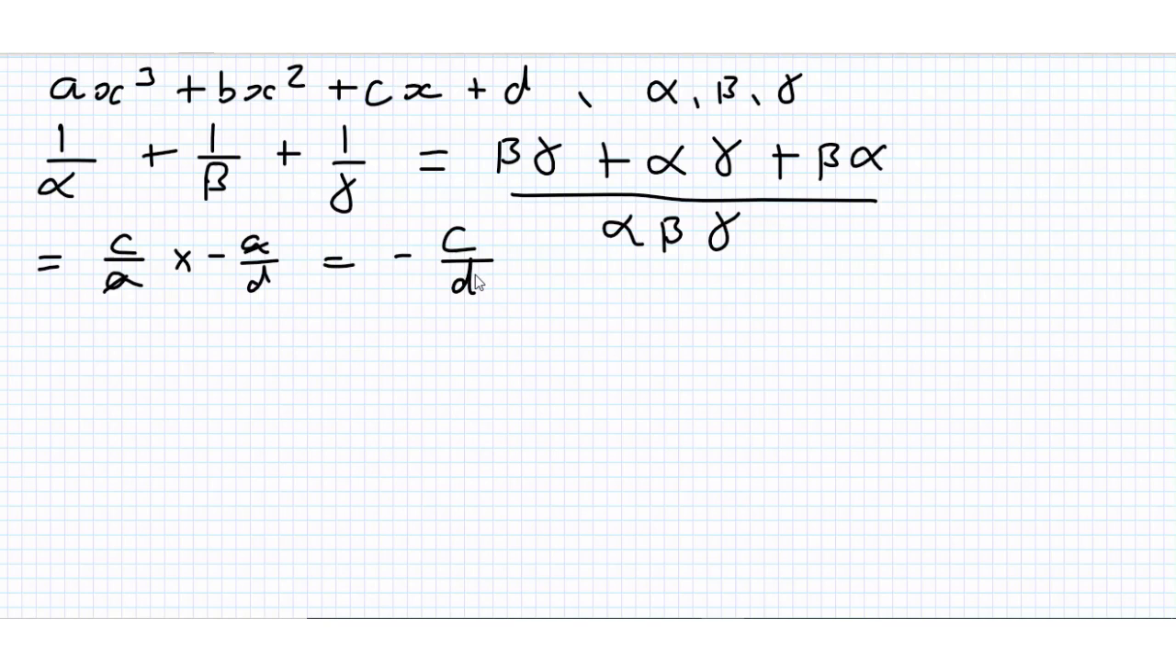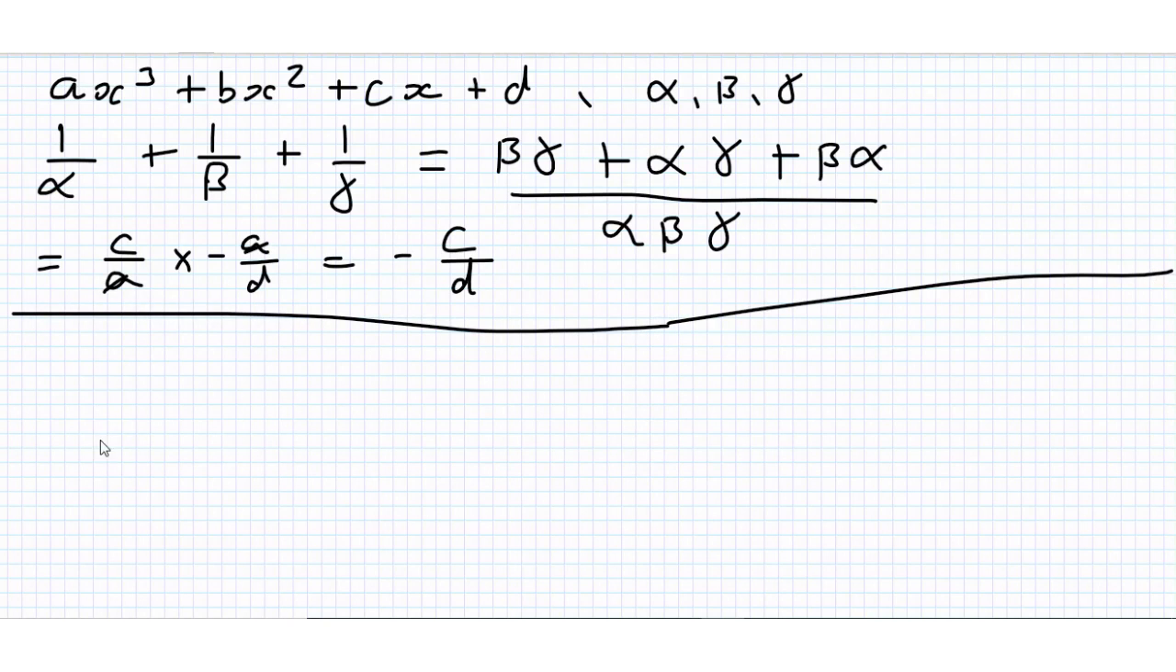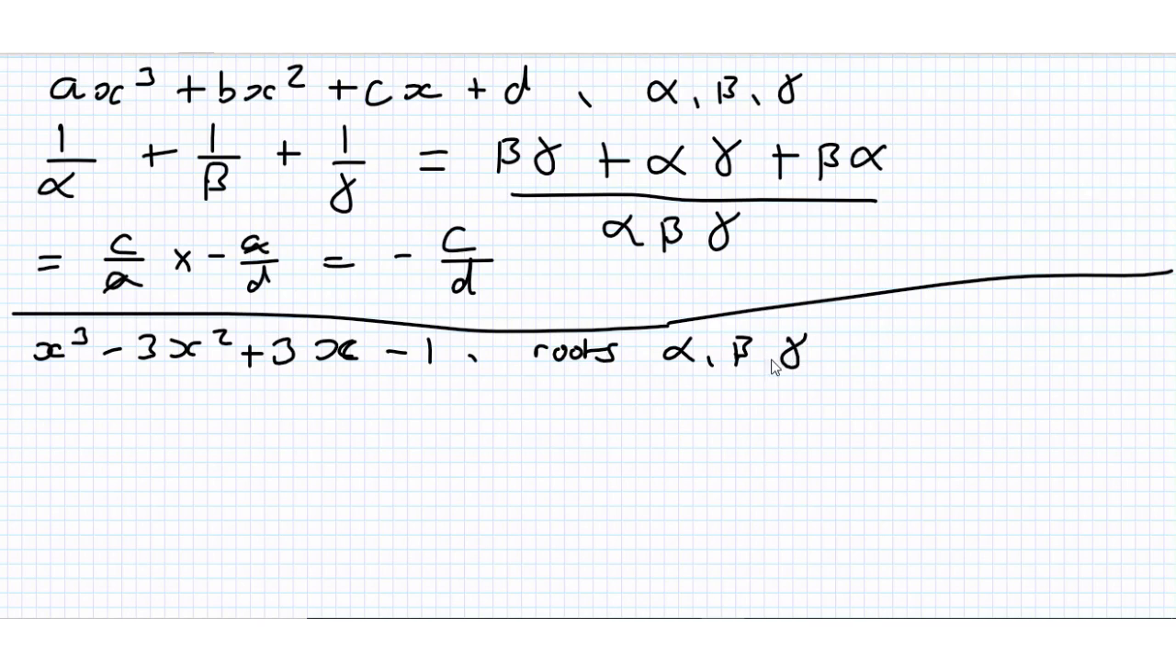Okay, so that's the first example. Now we're going to draw a line under that and move on to another example. We have a specific cubic polynomial here, x cubed minus 3x squared plus 3x minus 1, and this has roots, again, alpha, beta, gamma, and we want to find a new polynomial that has roots 1 over alpha, 1 over beta, and 1 over gamma.